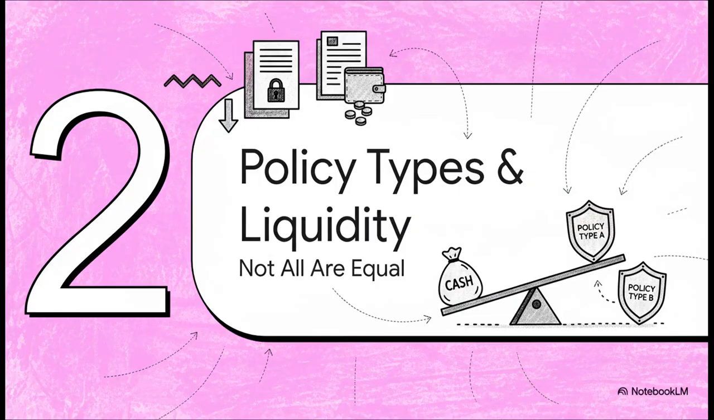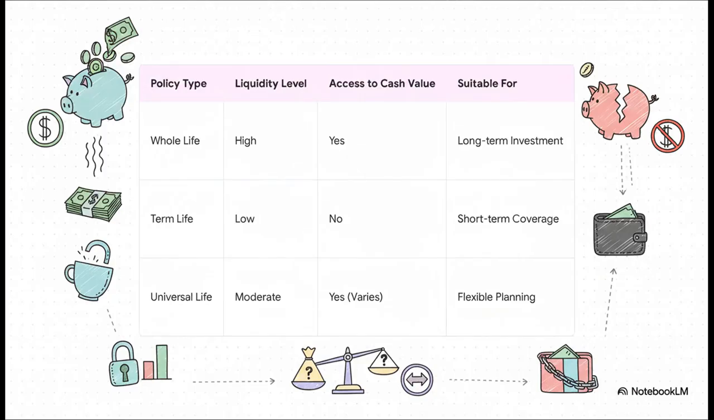Okay, now this is super important to get. The amount of liquidity you have can be wildly different depending on the kind of policy you own. When it comes to accessing your cash, not all life insurance is created equal, not by a long shot. Let's just look at the difference here.